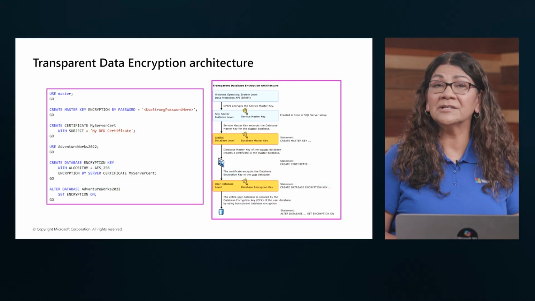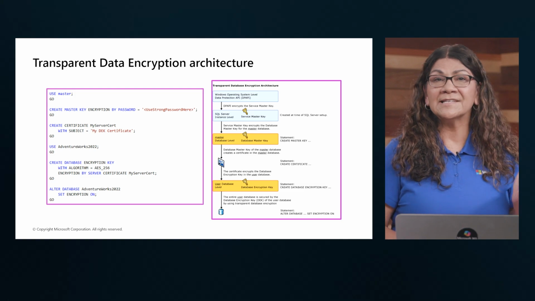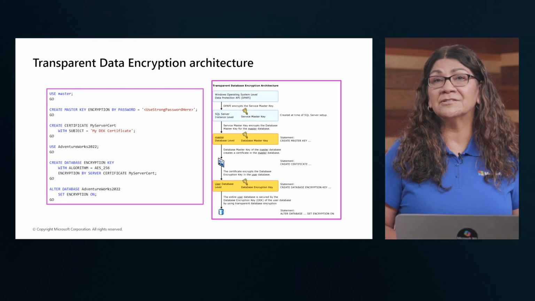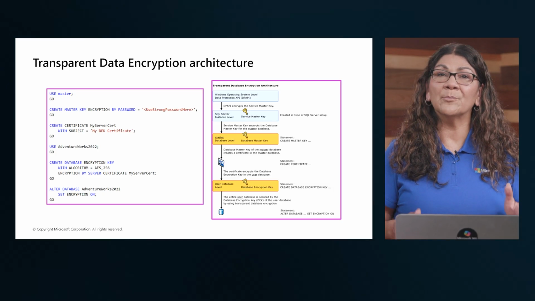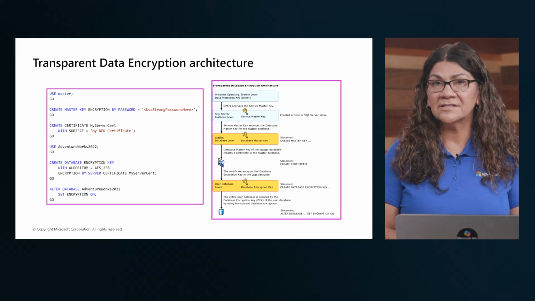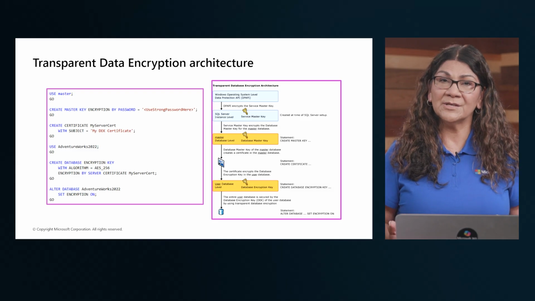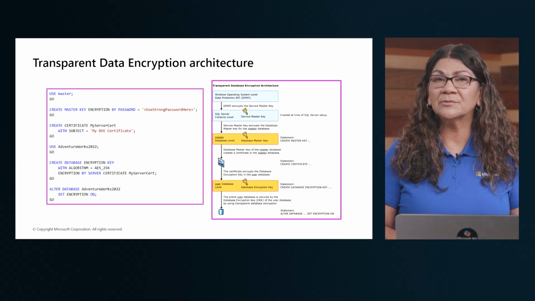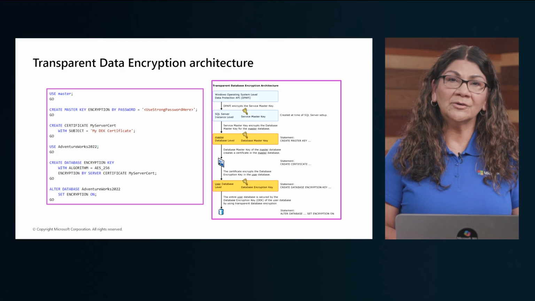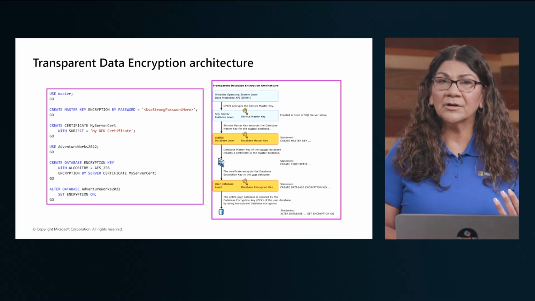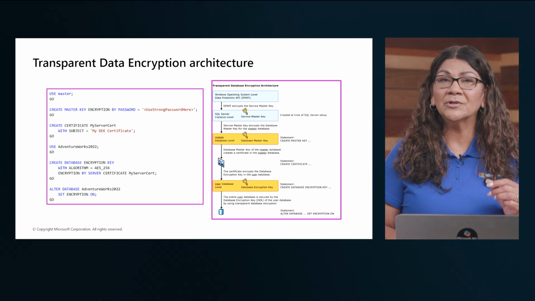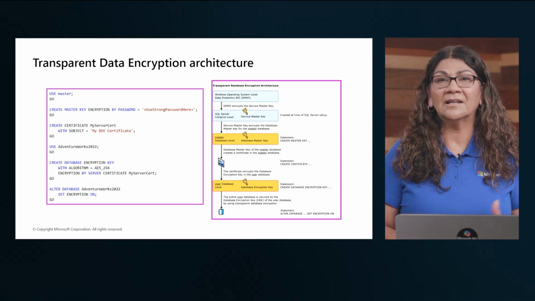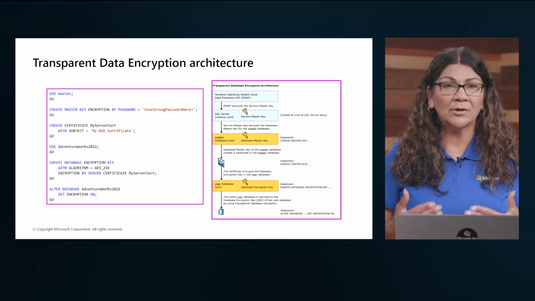Let's talk about transparent data encryption architecture, which provides a comprehensive overview of how TDE secures SQL Server and Azure SQL Database by encrypting data at the page level as it's written to the disk and decrypting it once it's read into memory. The left side features a SQL script that walks through the setup, creating a master key in the master database, generating a certificate, creating a database encryption key using AES 256 encryption, and enabling encryption with a simple ALTER DATABASE command. This highlights how easy it is to set up and roll out TDE.